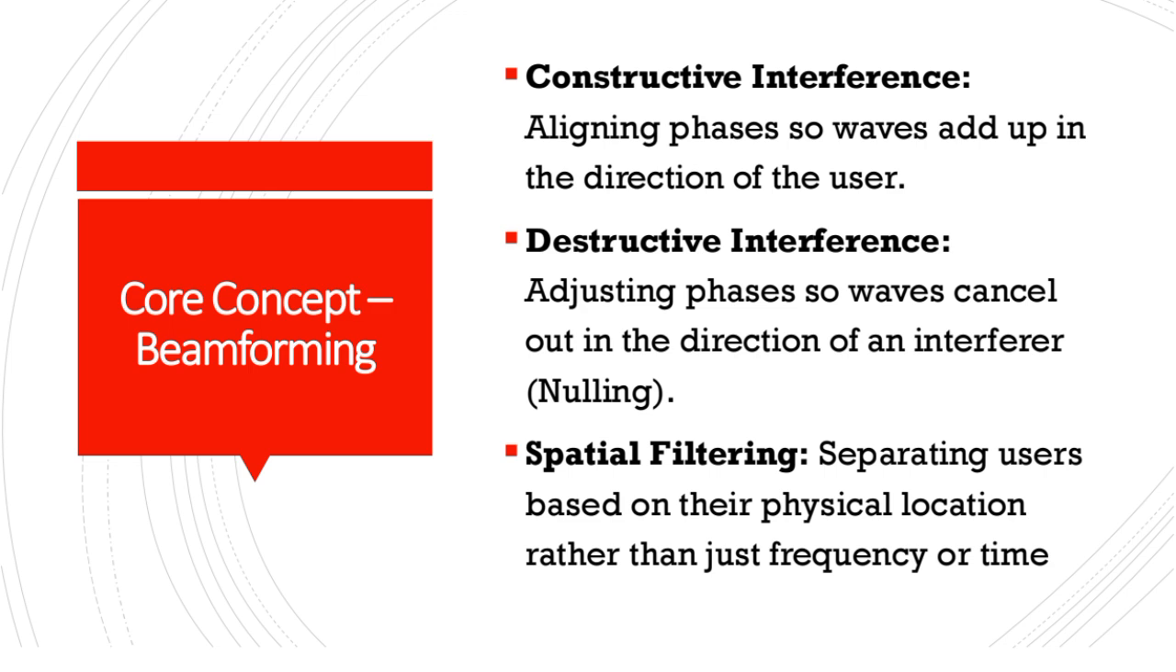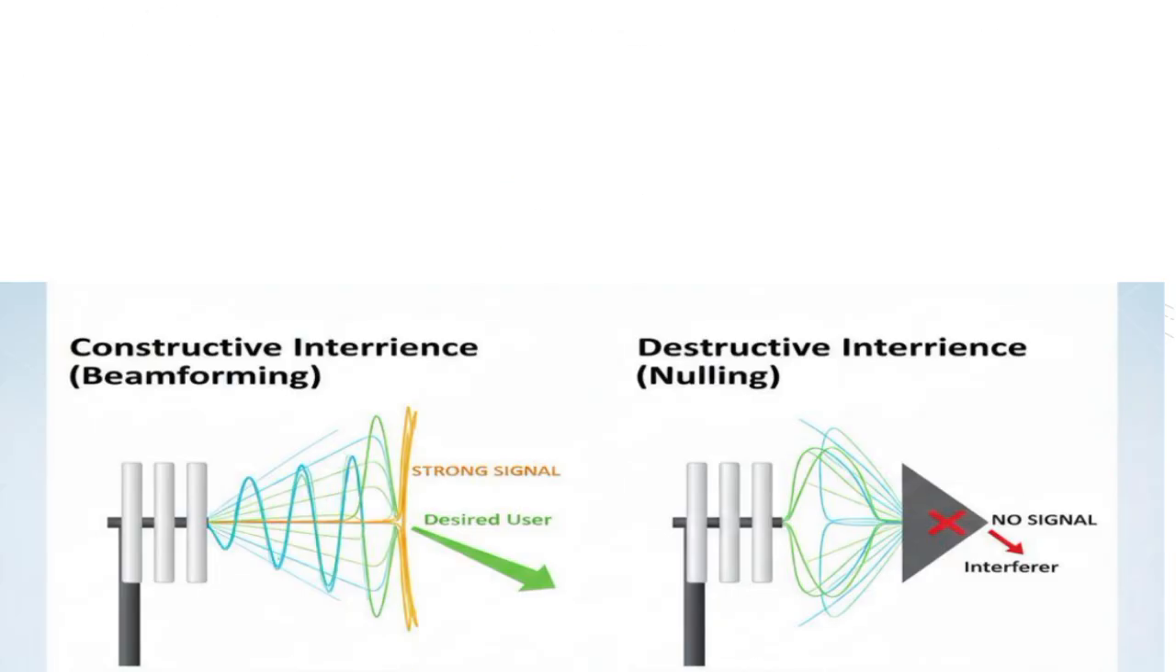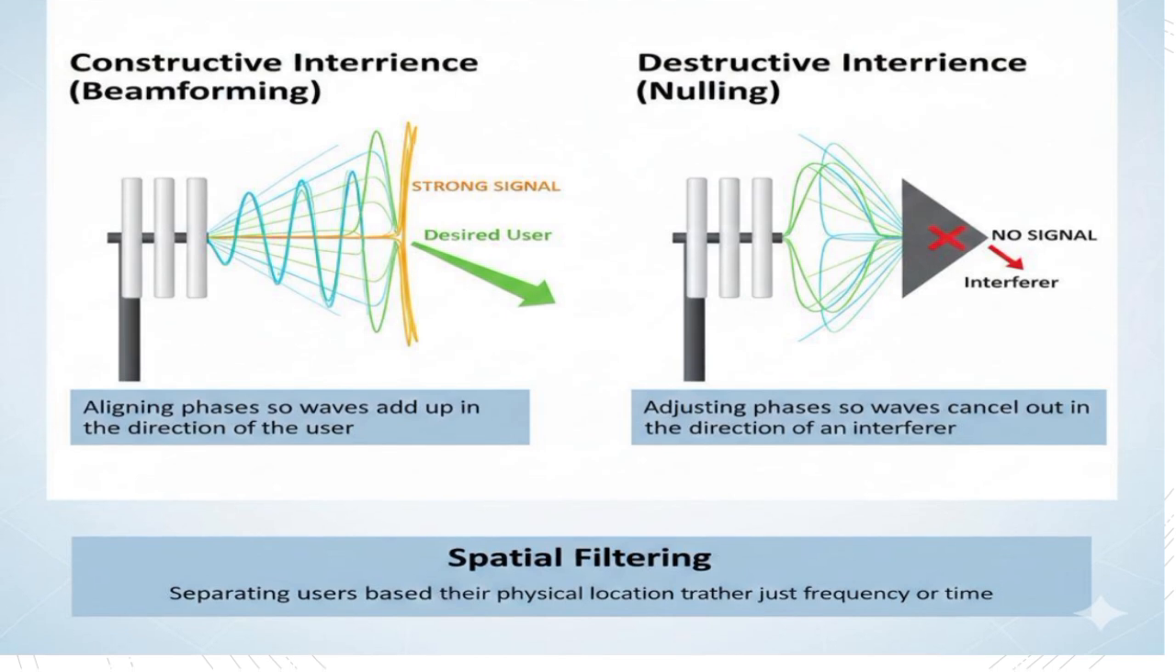And the third thing is spatial filtering. Here we are separating the users based on their physical location rather than just frequency or time. So this is spatial filtering. Based on that only they are tracking your locations. Now we are going to discuss the diagrams in detail.